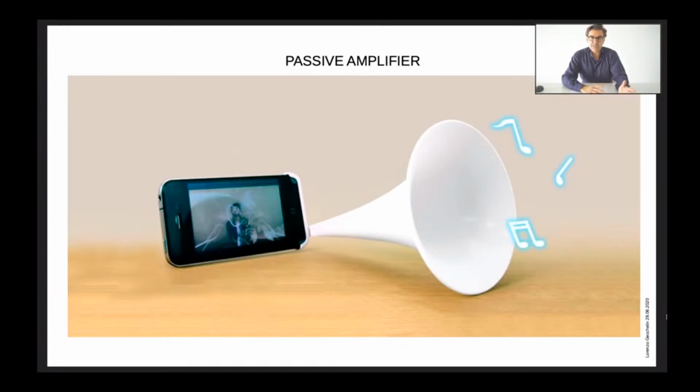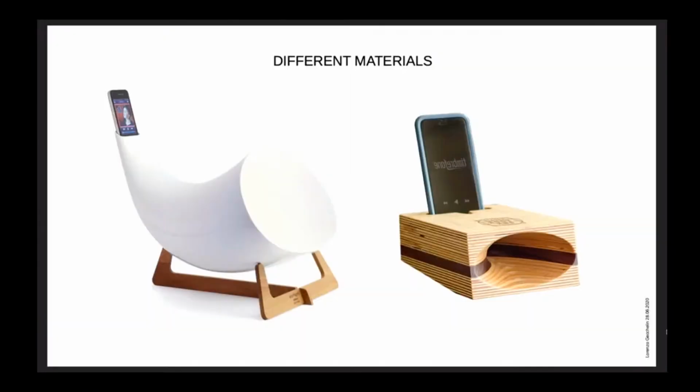As you can see, there's the mobile phone, and then there's this trumpet-shaped form, which creates the amplification of the sound. In order to understand why it works, and this is not the only model you can find on the market, you have different types of this product. The bigger one, the white one, is made out of ceramic, while the other one is wooden.